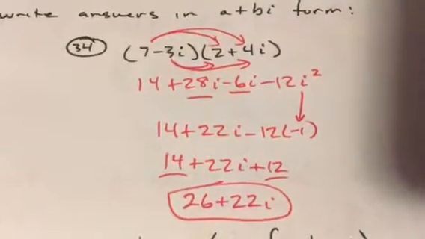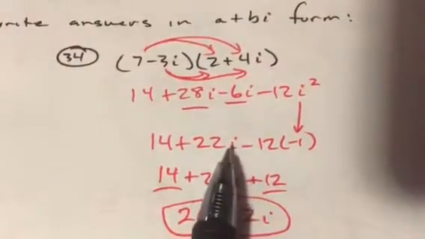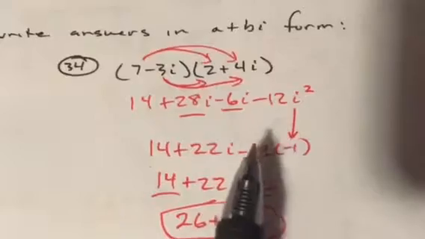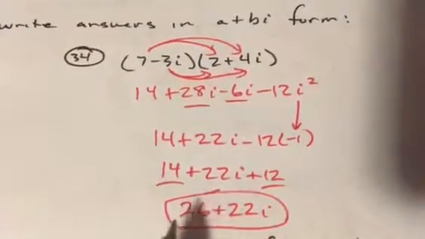Just got to do first, outer, inner, last here. 28 minus 6 is 22i. Minus 12i squared. i squared is a negative 1. Negative 12 times negative 1 is 12. 14 plus 12 is 26. 26 plus 22i. And lastly in this video, write a quadratic equation.